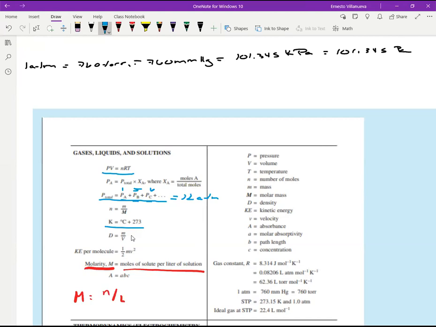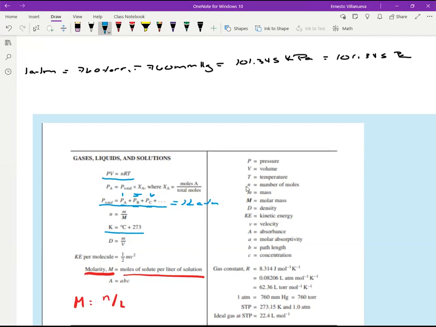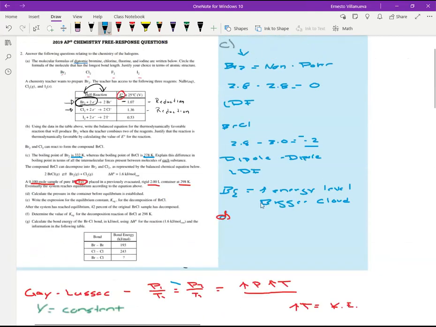All right. So what's happening in the question? Let's scroll up a little bit. It's saying here you have a 1 mole sample of pure bromine monochloride gas placed in an evacuated rigid, right? That tells me the volume is not going to change. 2-liter container at 298 Kelvin. Now it's asking you to calculate the pressure.